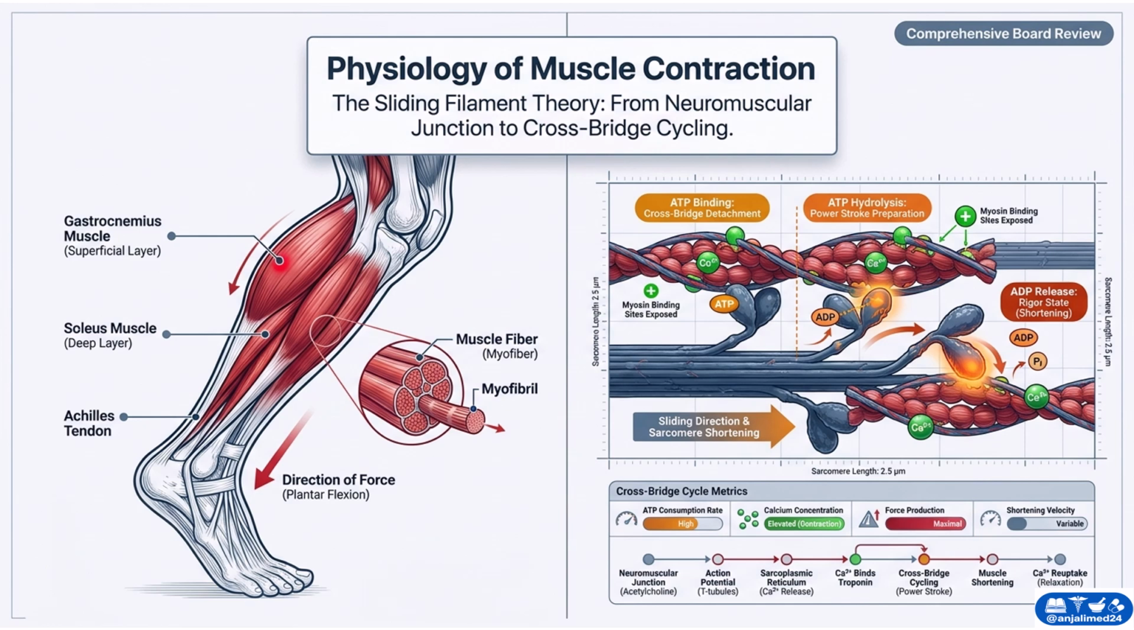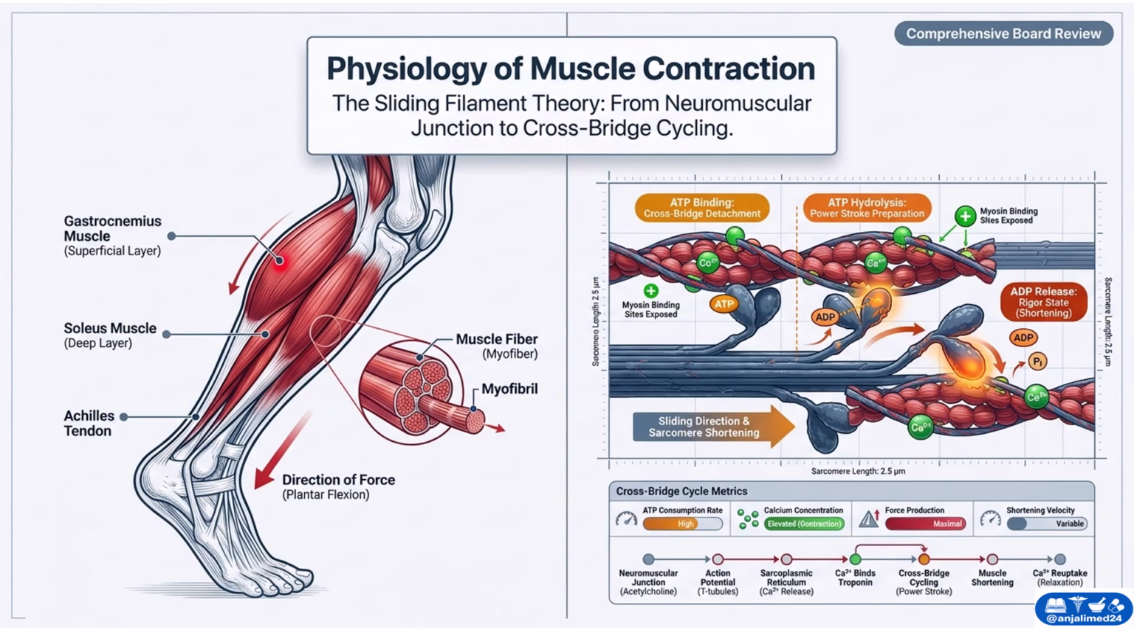On the left side of the slide, we can see the anatomy of the calf muscles. The gastrocnemius is the superficial muscle, while the soleus lies deeper beneath it. Together, these muscles insert into the Achilles tendon and generate plantar flexion of the foot, the movement used during standing, walking, running, and jumping.